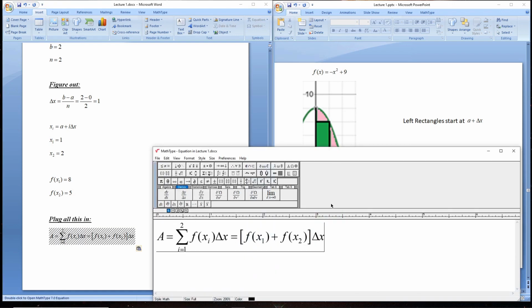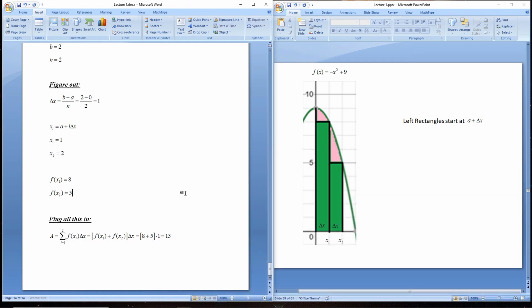And so we're just going to plug our numbers in, because we've figured them all out. We know what f of x sub 1 is. It's 8. We know what f of x sub 2 is. It's 5. And we're going to multiply all of this by delta x, which we figured out is 1. And so our final answer here is 13. Now recall, 13 is our underestimate for the area.